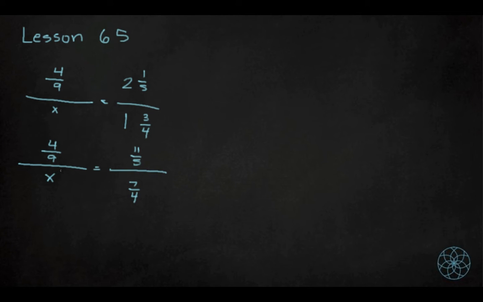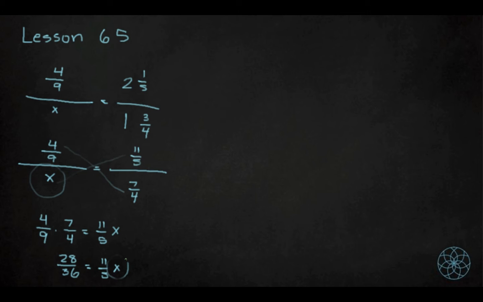Okay, so we have our unknown right here, this x. And just like we've been doing in the past, if you cross multiply 4/9 times 7/4, that will be equal to 11/5 times x. So we can rewrite that. 4/9 times 7/4 equals 11/5 times x. Now let's go ahead and simplify the left side so we can get ready to solve for x. We would have 28 over 36 equals 11 over 5x.